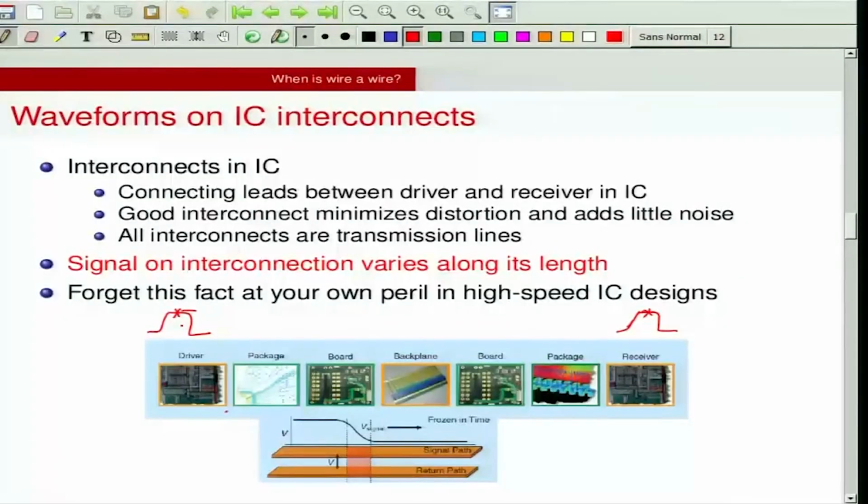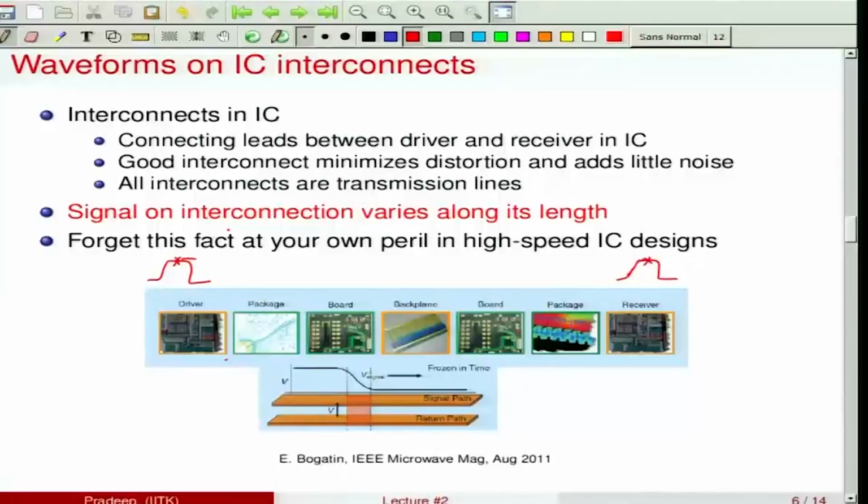You should not forget the fact that waveforms on an AC interconnect will actually go as a wave rather than as a lumped circuit variable. So, we just saw that waveforms on an IC interconnect are actually in the form of a wave.